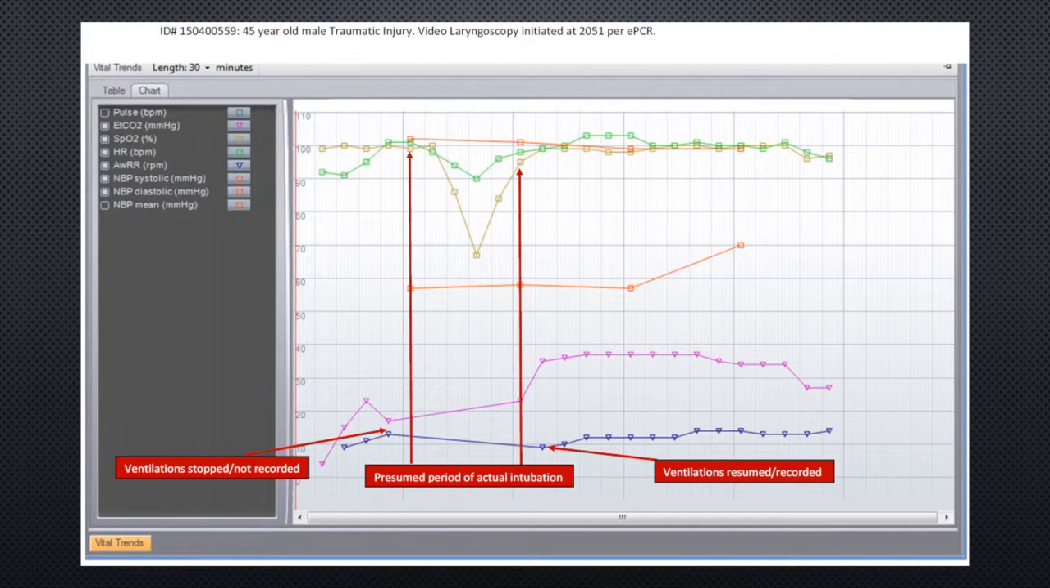Here we go, our pulse oximetry is coming along. Our intubation occurs here, and we drop off very rapidly down to around 65 and then come back up once they're intubated. You can also see that there is a drop-off in heart rate that corresponds with this drop-off in pulse oximetry.